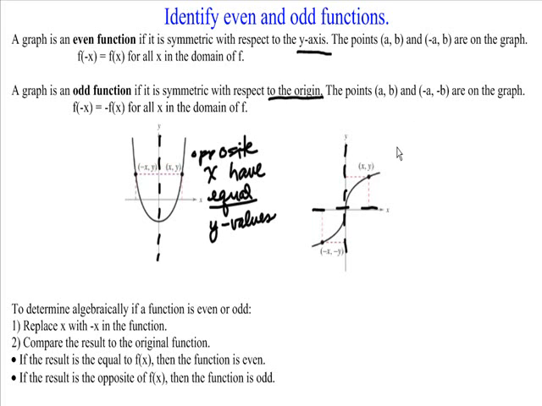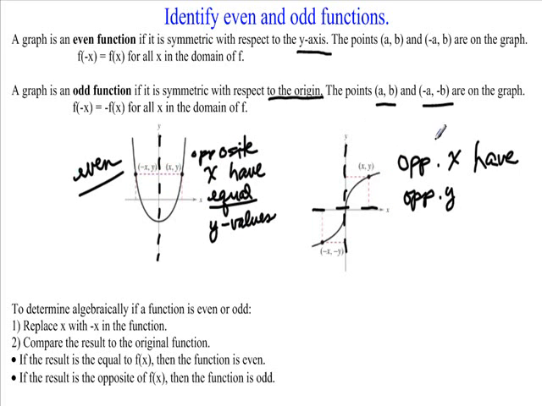How do the points on the graph relate to each other? Well, the points (a, b) and the opposite of a, opposite of b are on the graph. If this was my point (x, y), when I flipped it twice, it was the point (-x, -y). Both the x and the y are opposite. So the way we define this, we say if opposite x have opposite y, then the graph is odd. So if opposite x have equal y, then the graph is even. If opposite x have opposite y, then the graph is odd.